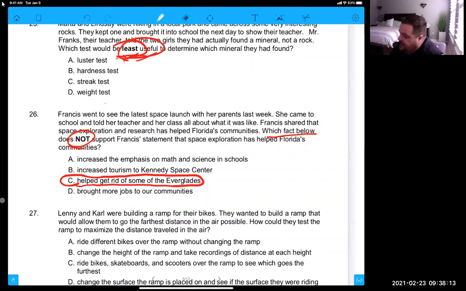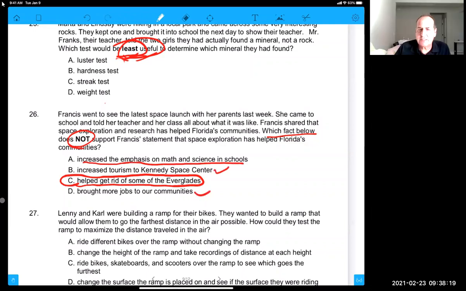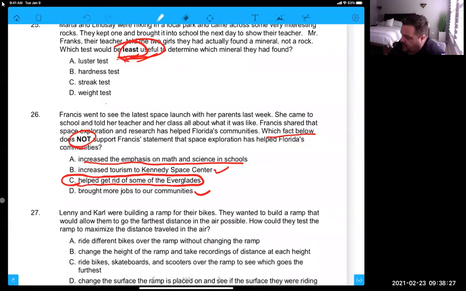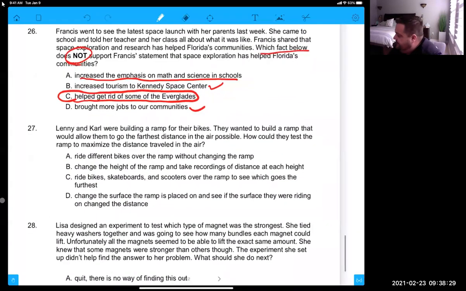And look, the rest of these are good. Help emphasize math and science, increase tourism, and bring more jobs. The Everglades has nothing to do with space. Plus, you have to think about it. Getting rid of the Everglades is not a good thing, right? No. All right, let's go on to number 27.